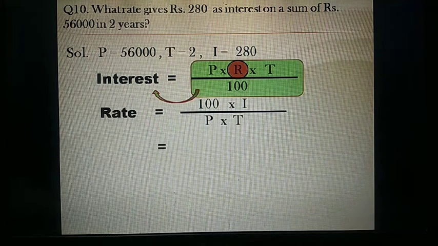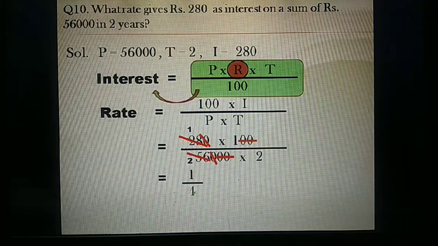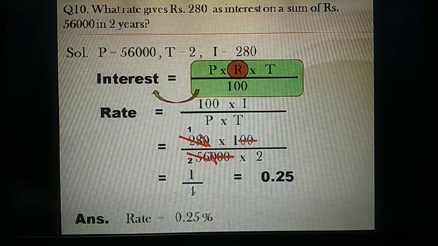Put the values here. Start performing the cancellation. 0, 0, 0, 0. Then again one more 0 is left. Then it's 28 ones are 28, 28 twos are 56, and you will get the answer as 1 upon 4, which you can further divide and get the answer as 0.25. So here the rate is 0.25%.